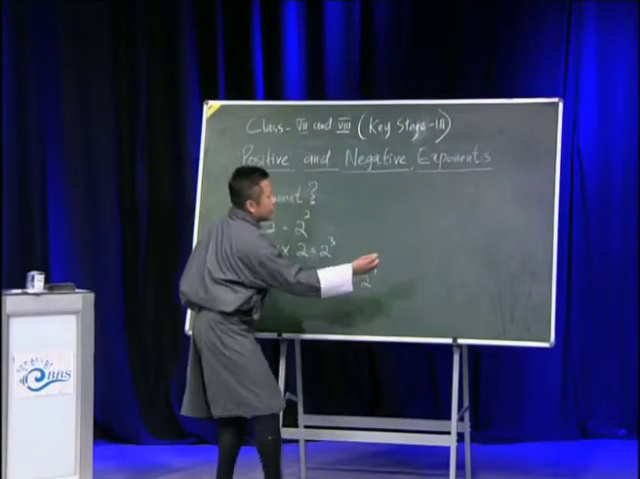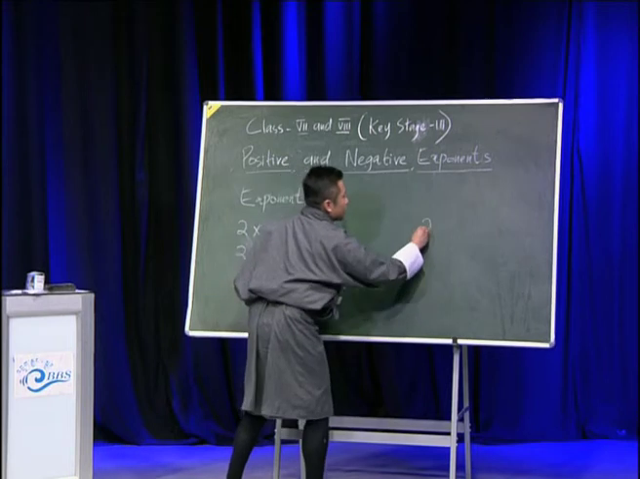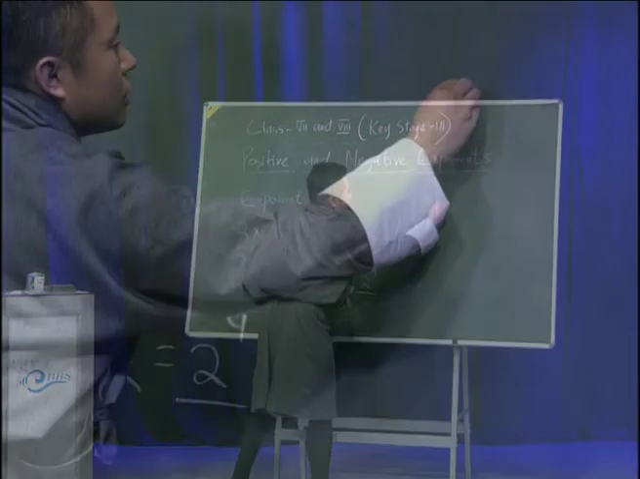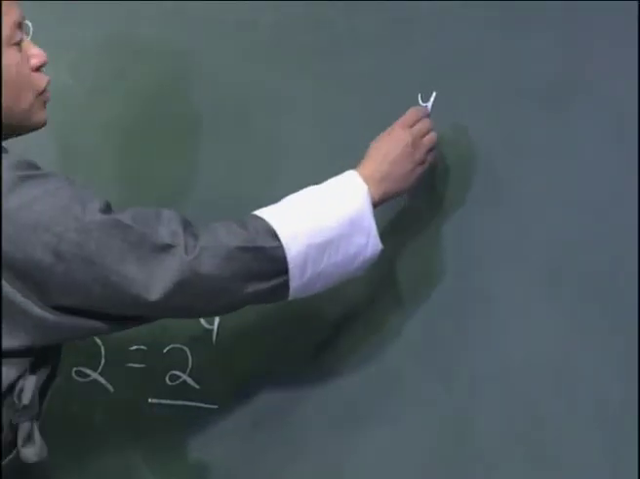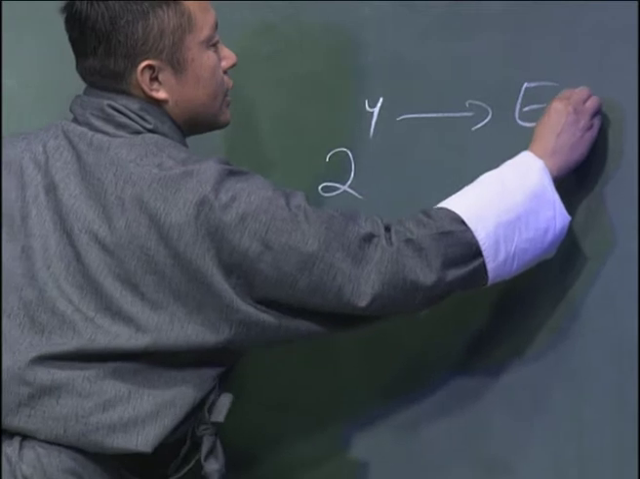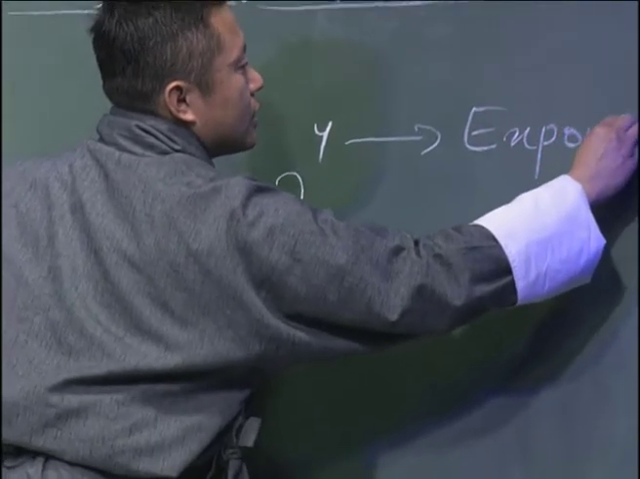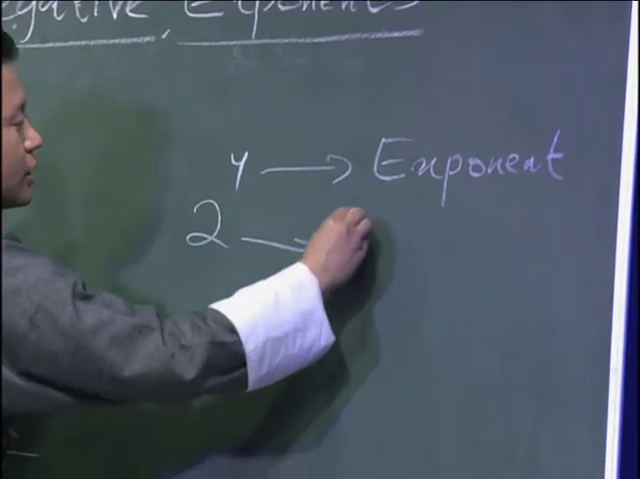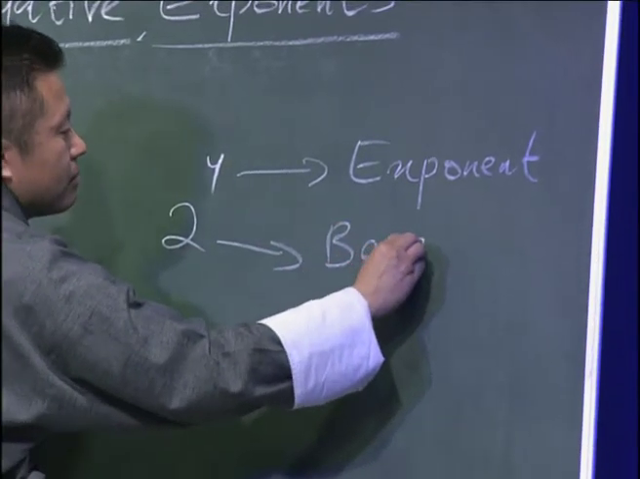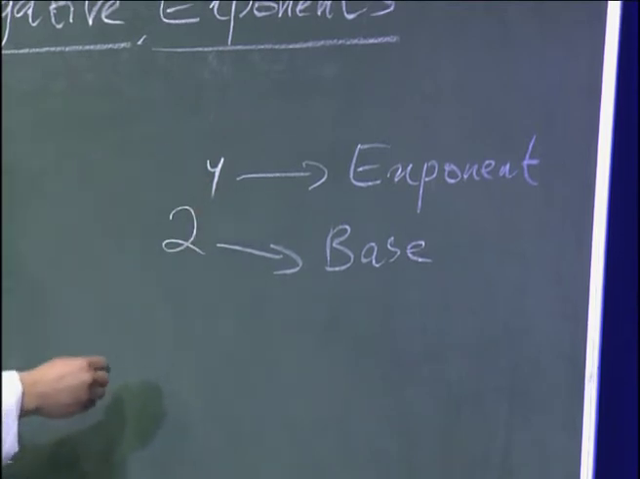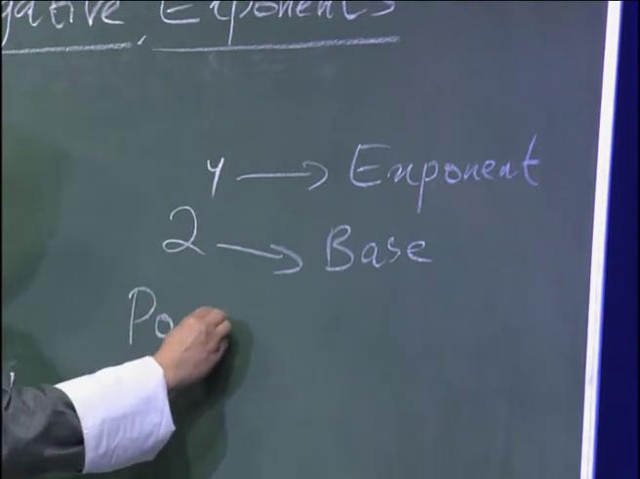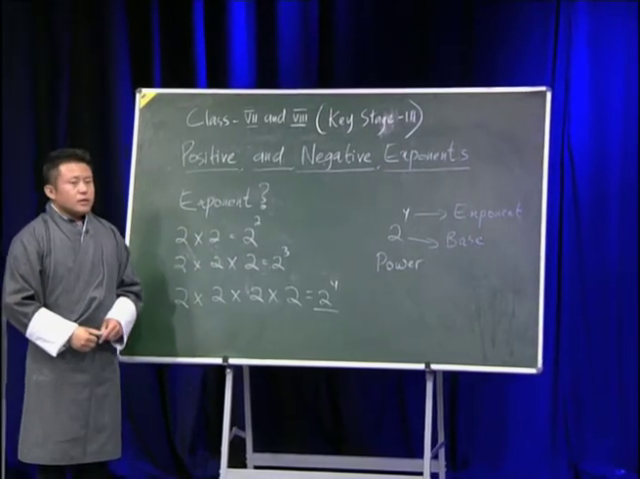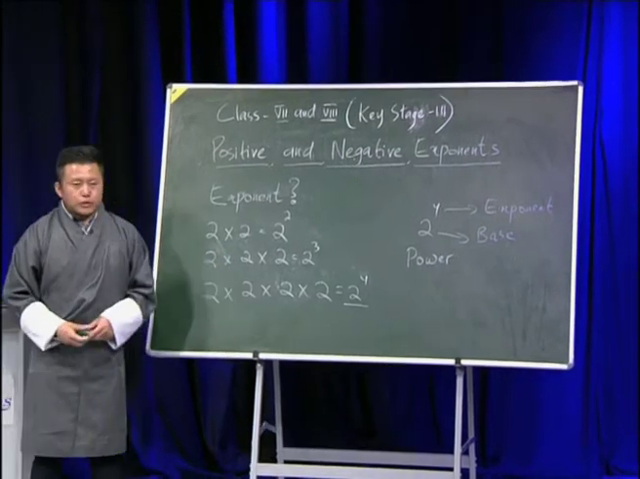Now, let me choose this one as an example: 2 power 4. This 4 is called the exponent, and this 2 is called the base. Together it is called the power or power numbers. That's it about the exponent.